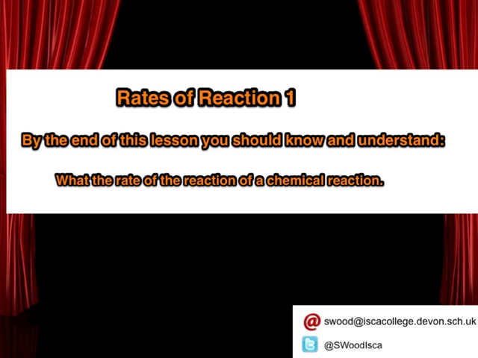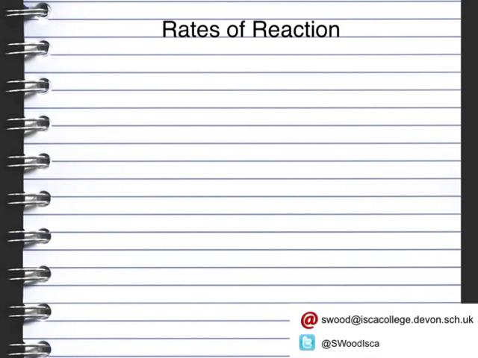So our objectives for lesson 1, rates of reaction 1, is by the end of this lesson you should know and understand what the rate of reaction of a chemical reaction is. Chemical reactions have a rate. Now the rate tells you how fast it is. Now some reactions happen very slowly, such as rusting, whereas other reactions can happen very quickly, things like explosions.